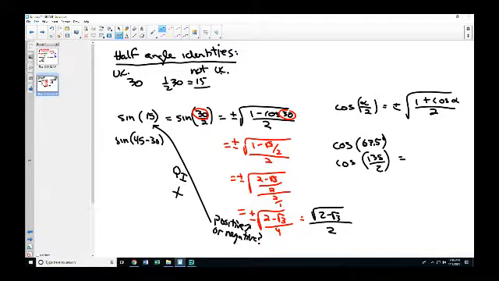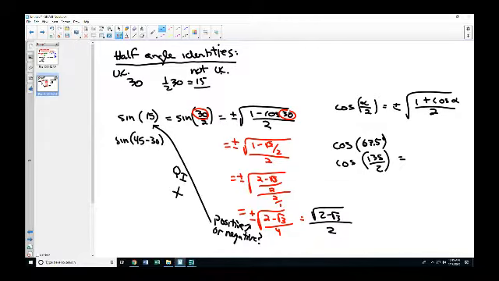So the formula says 1 plus cosine of 135, which is negative root 2 over 2. You use your unit circle. You change the sign based on the quadrant. Cosine out here will be negative. What did you do with the root?